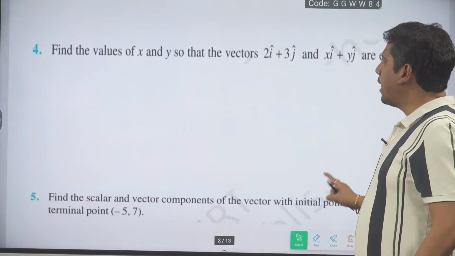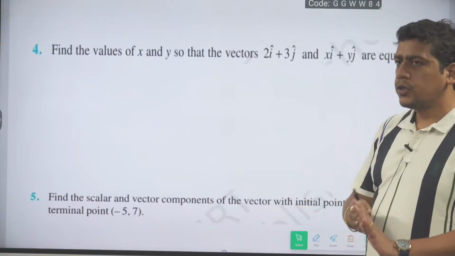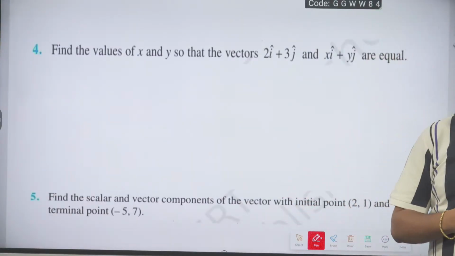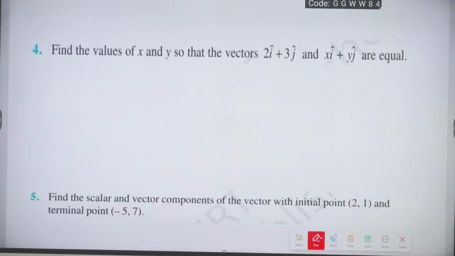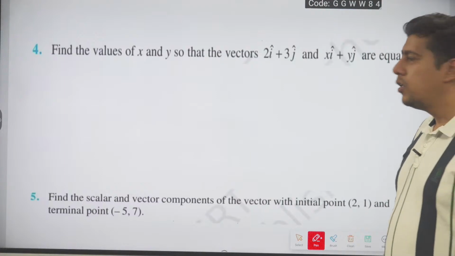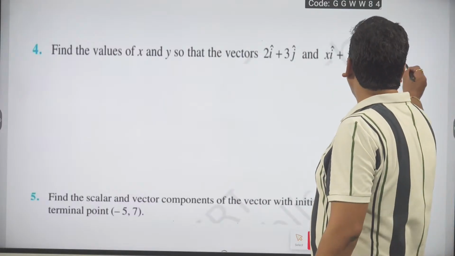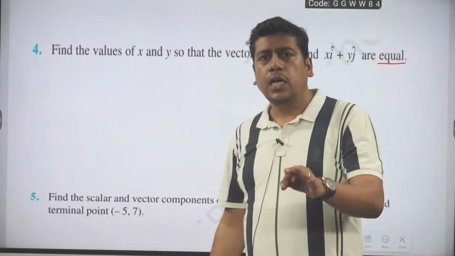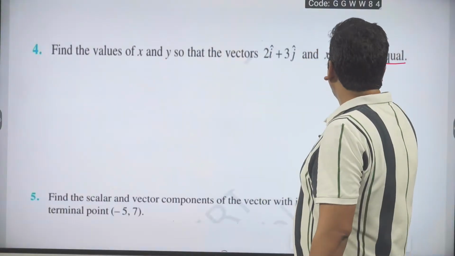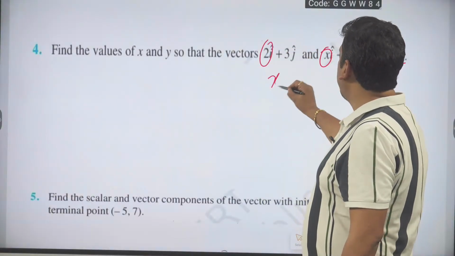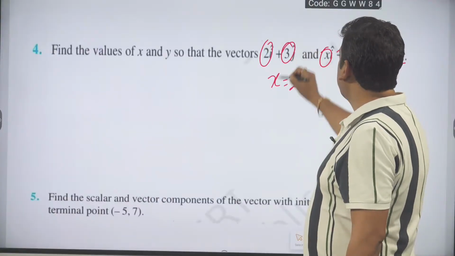Find value of x and y so that the vectors are equal. It's so simple. Tell me the answer fast. Two and three, so simple, because if vectors are equal, then x component will be equal, y component should also be equal. That is the only criteria. So x is 2, y is 3.